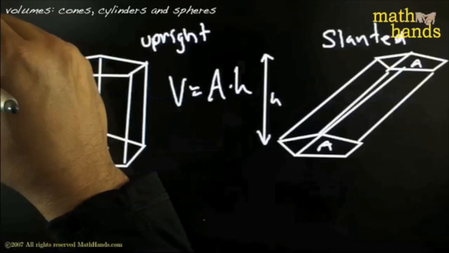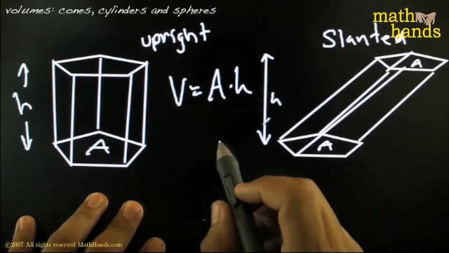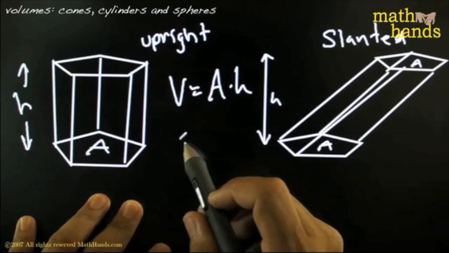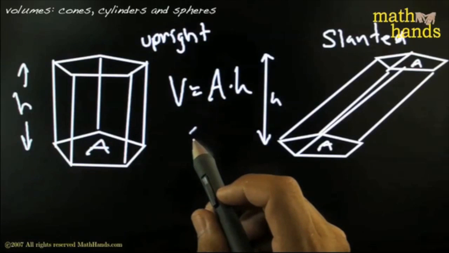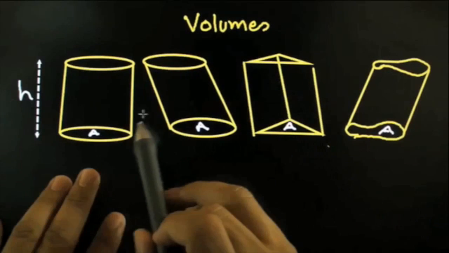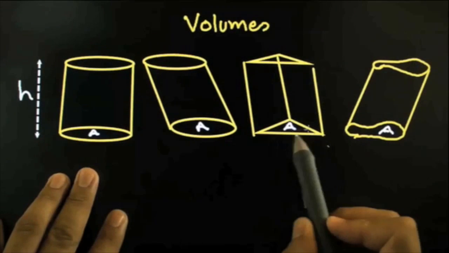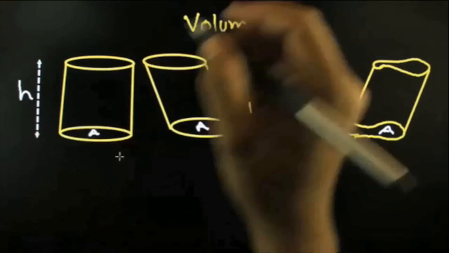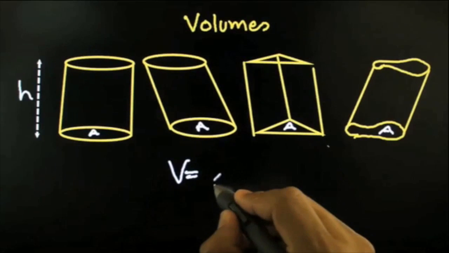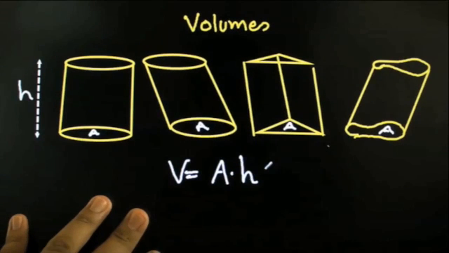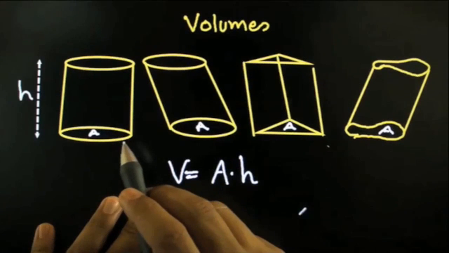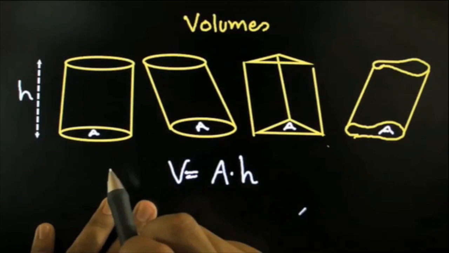Same thing for volumes. Slanting shapes does not change volume. Okay, so there's the volume concept for cylindrical shapes. If they're upright, if they're slanted, if they got a square on the bottom, they could have whatever on the bottom. In every one of these cases, the volume turns out to be the area on the bottom times the height, the upright height. Okay, that's the definition of volumes for cylindrical shapes.